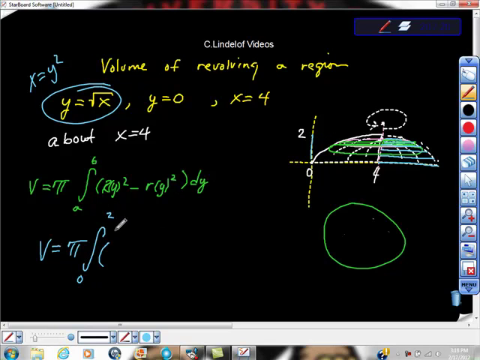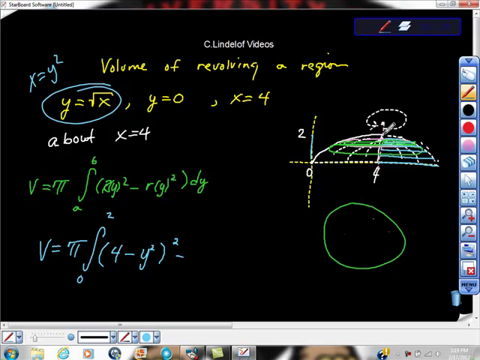Well, the radius is 4, but as I move up, it's smaller than 4, so it's 4 minus what? Well, it's 4 minus y squared, because that's this function here, isn't it? Quantity squared, right?